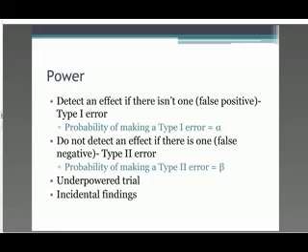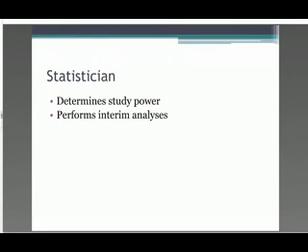These are issues for statisticians. But if the trial is underpowered, the assumption is that there is a high probability of making both a type 1 and a type 2 error. And the problem there is that you may, again, have incidental findings where it looks like there's an effect when there isn't one, or it looks like there is not an effect when there actually is one. So these are statistical terms. The statistician typically determines the study power and performs the interim analysis.